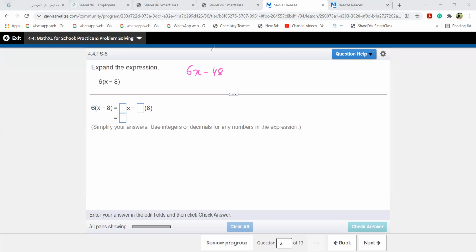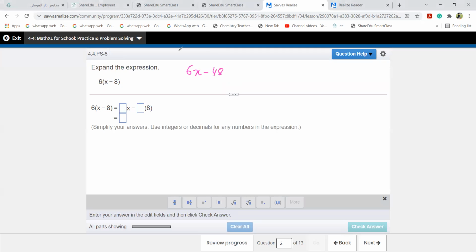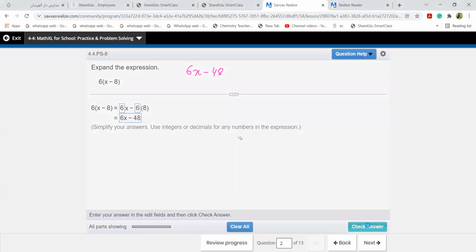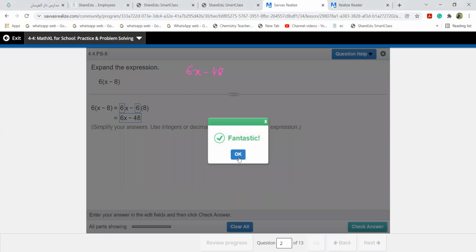So let us put here. First thing is 6x. And then you will multiply 6 by 8, 48. So you get 6x minus 48. Right? Yes, miss. Perfect.